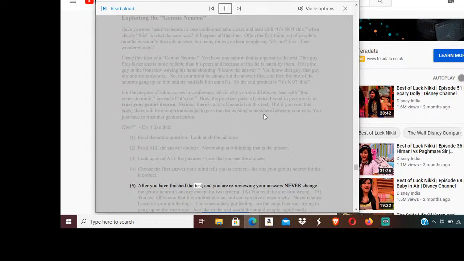After you have finished the test and you are re-reviewing your answers, never change the genius neuron's answer except for 2 criteria: A. You know the question is wrong. B. You are 100% sure that it is another choice, and you can give a reason why. Never change based on your gut feelings. Those secondary gut feelings are the stupid neurons trying to gang up on the smart one. Just like in the real world, the stupid people significantly outnumber the smart ones.